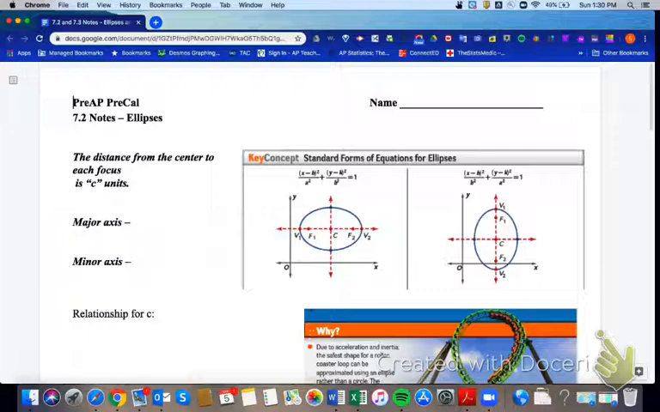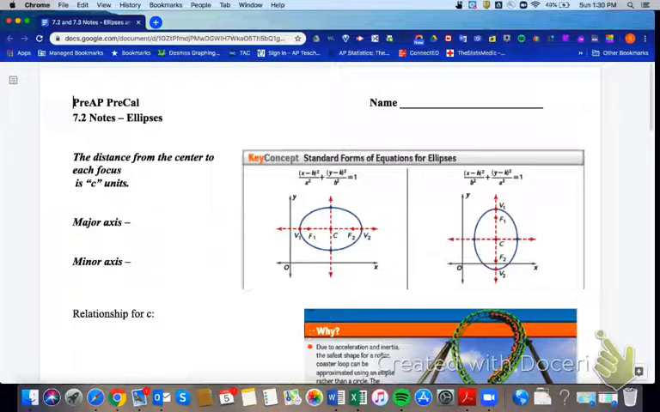In the first picture, the equation is x minus h squared divided by a squared plus y minus k squared divided by b squared equals 1. In the second picture, the equation is slightly different. This time it's x minus h squared over b squared plus y minus k squared over a squared equals 1.